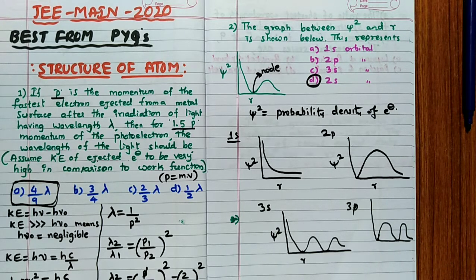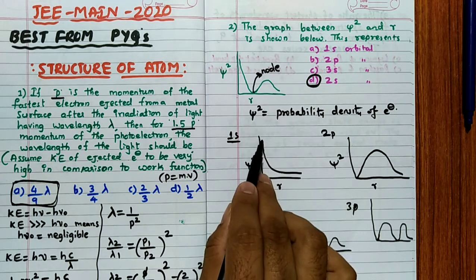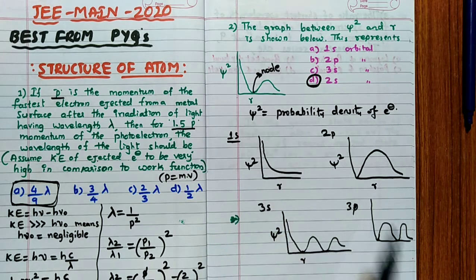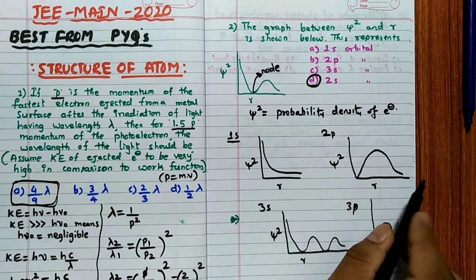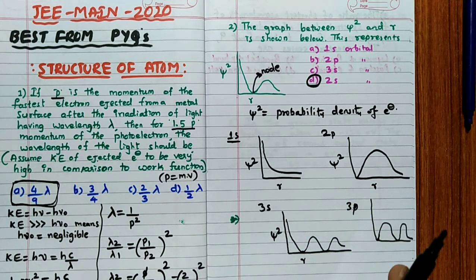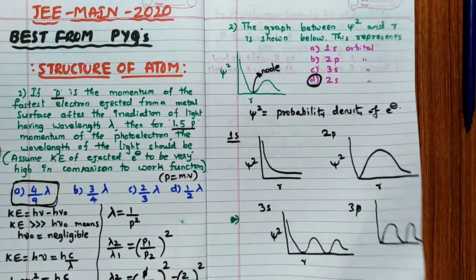One thing you remember: for an s orbital, the density always goes from maximum and decreases. But for a p orbital, it goes from minimum, increases to maximum, then decreases once again. That is the hint in this particular case. Remember, very important. Second question, the answer is like this.